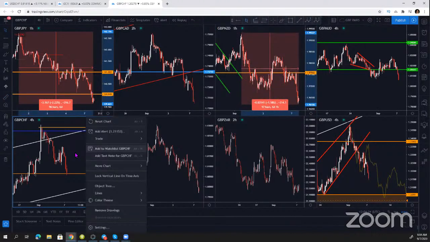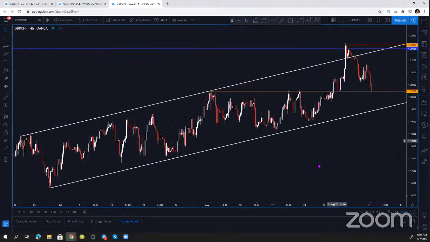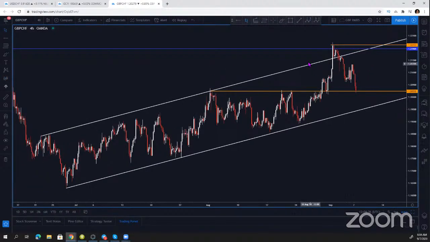All right. So looking at the only 200 pip move to the upside on the pound versus the Swiss franc, which is 100 pips less than on the other crosses, we can speculate that we might get some kind of a reversal here.